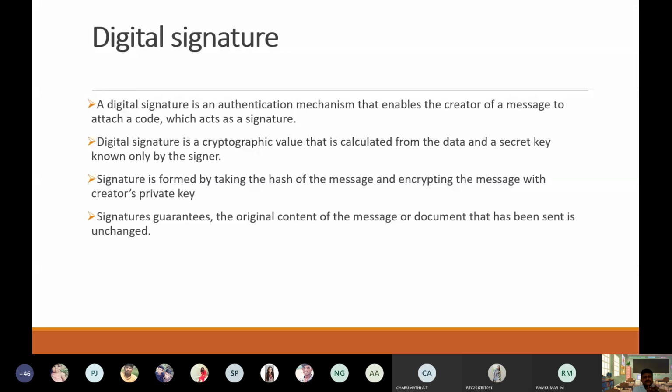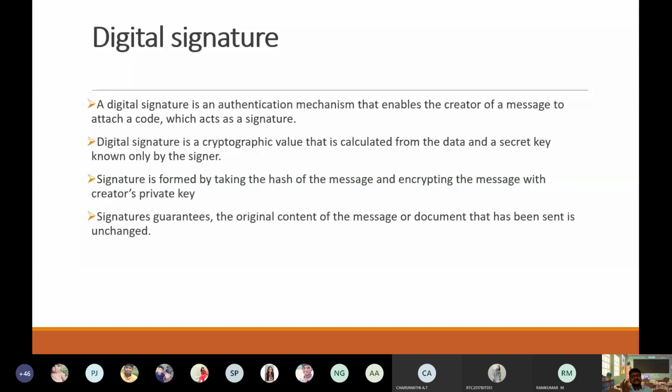So the signature is formed by taking the hash of the message and encrypting it, the same thing which we have seen previously in the hash function. We can take a hash value of the particular message and encrypt it with the creator's private key. The creator's private key is nothing but the secret key known by the signer. Signer here is nothing but the creator. So the signature guarantees the original content of a message.